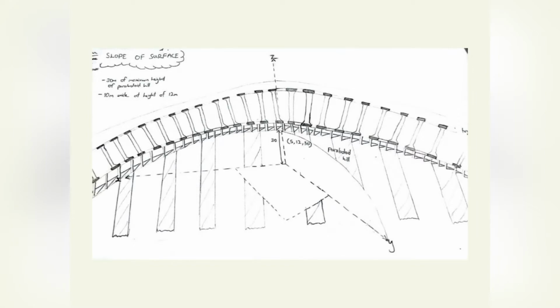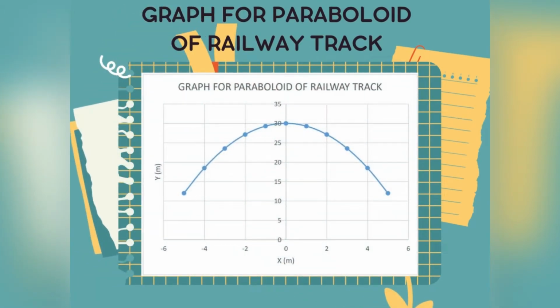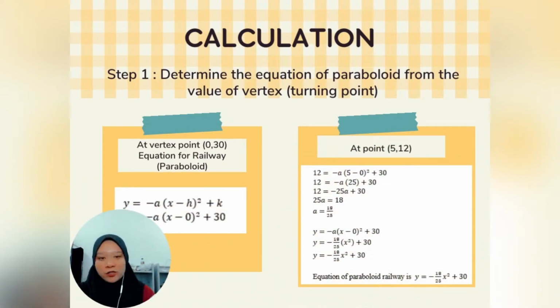This is our diagram of the project, and this is the graph for the paraboloid of the railway track. For the calculation, step 1, we have to determine the equation of the paraboloid from the value of the vertex, which is the turning point. From the graph, we know that the turning point or vertex point is at (0, 30). So to find the equation for the railway, we already know that y equals negative a(x minus h) squared plus k. We already know the h and k values, which are 0 and 30, so substitute the 0 and 30 values inside the equation.